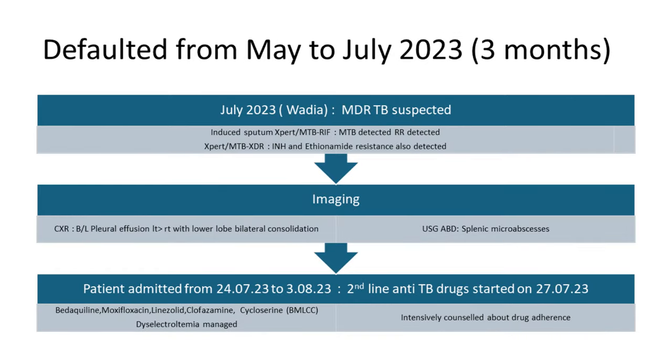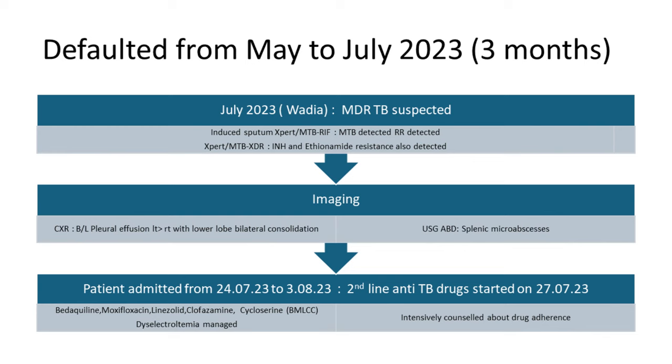Now, in July, when he came back to us, MDR TB was suspected. For microbiology, induced sputum Xpert MTB/RIF was sent. MTB was detected. Rifampicin resistance was detected. Xpert MTB/XDR was sent, and even INH and ethionamide resistance was detected.